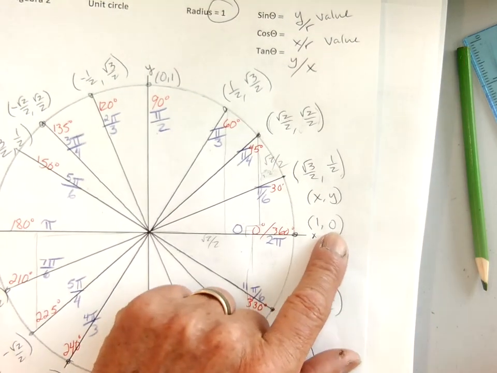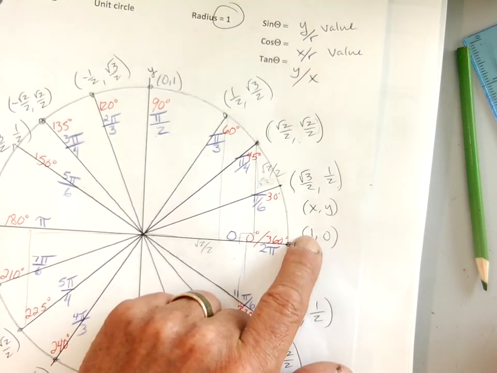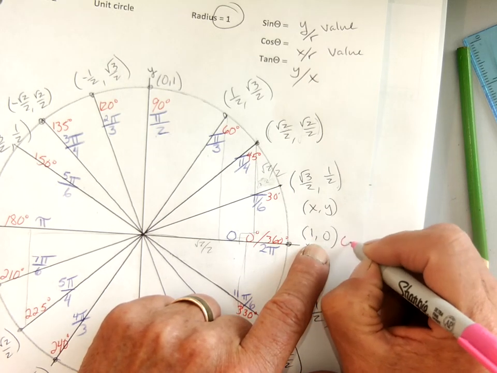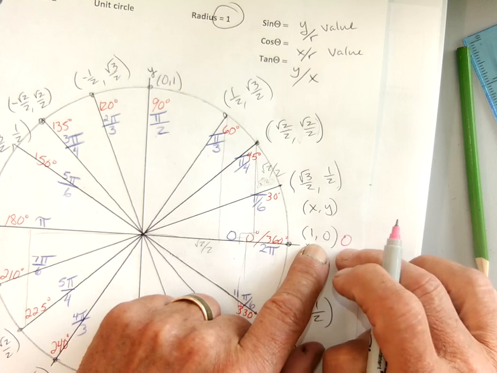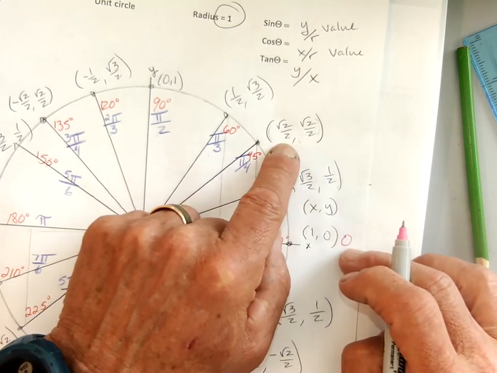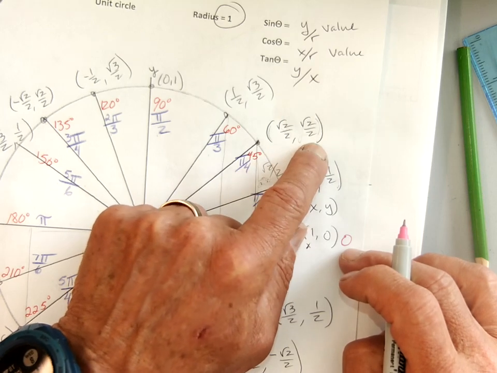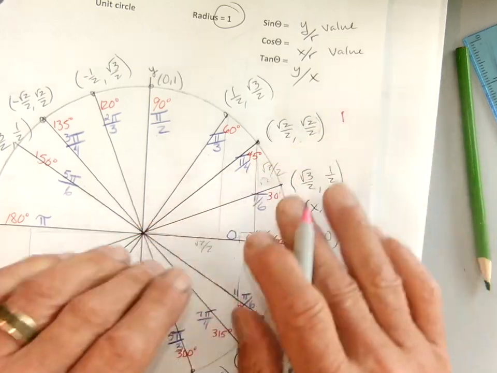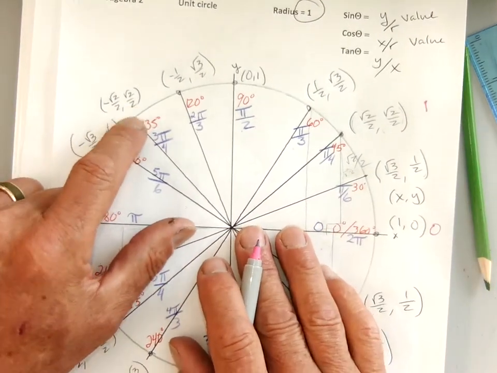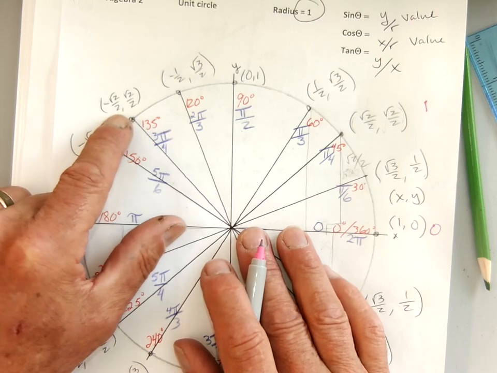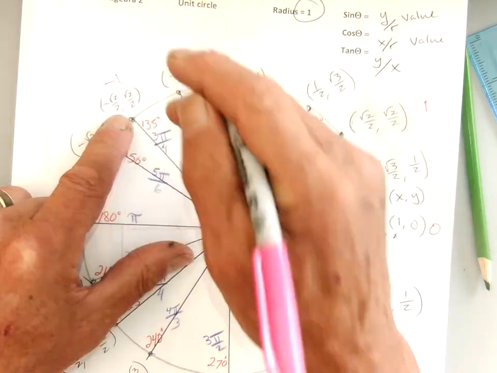All right. What's 0 divided by 1? 0. So the tangent value here is 0. Let's do another one. Here's an easy one: square root of 2 over 2 divided by square root of 2 over 2. 1. Good, that's an easy one, right? Let's do this one at 135 degrees: square root of 2 over 2 divided by negative square root of 2 over 2. Negative 1. Awesome, okay?